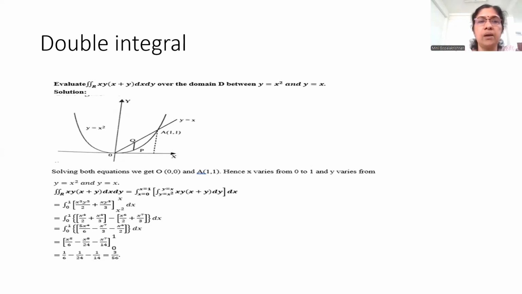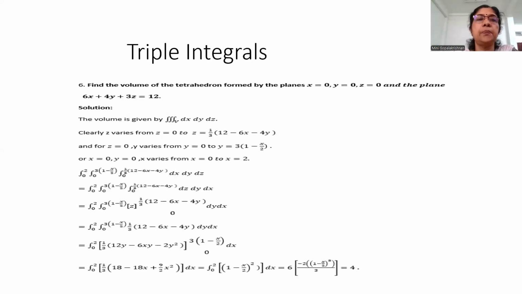So if we are taking y as an inner variable, then the limits of y will be from the curve where y is equal to x square to the straight line where y is equal to x. So in this example, they have taken y as an inner limit and x as an outer limit, and we go ahead with the calculation. We get 3/56. Now we'll have a look at the triple integral.